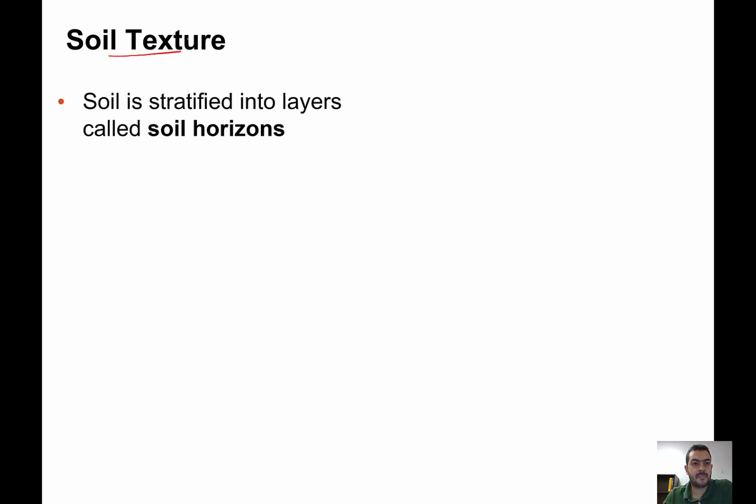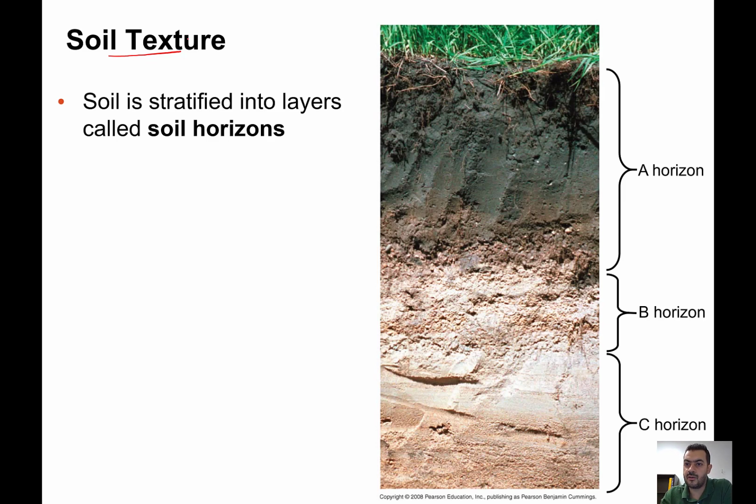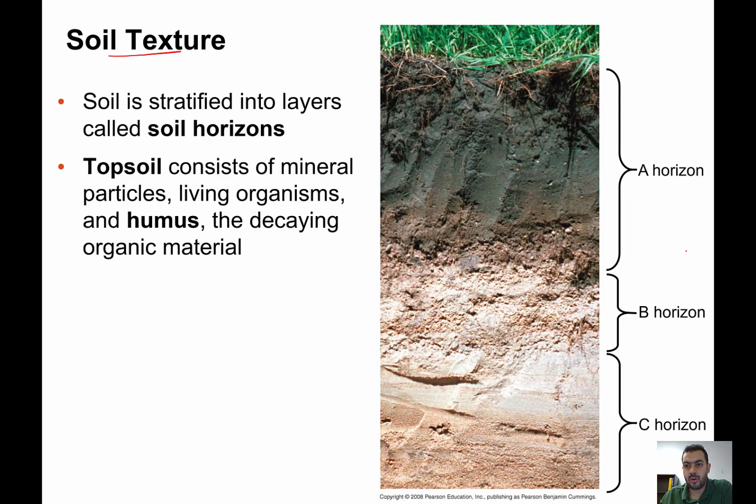Soil is classified into layers, so it is stratified layers. Each one of these layers is called a horizon. As shown here in this figure, we have three horizons, A, B, and C. The top one of them, horizon A, is called topsoil, and this is an important one because it is rich in minerals, living organisms, and the humus. The humus is the decaying organic material.